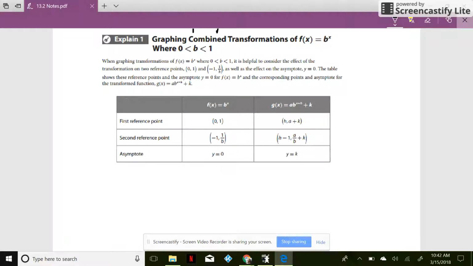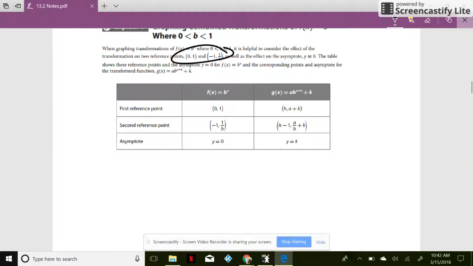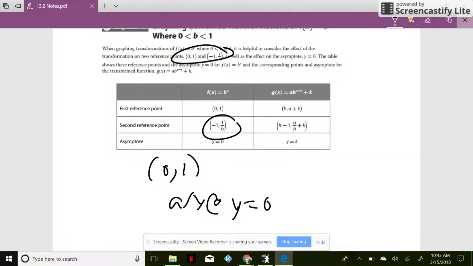So if we're applying these changes, combined transformations, we still have similar things happening as what we've seen before. The only main difference is the reference points. We still have the reference point 0, 1. That hasn't changed. We still have an asymptote that starts out at y equals 0. The second reference point is going to be a little different. Before it was 1, b. Now it's going to be negative 1, 1 over b. Or if you think about it, it's going to be negative 1, comma, whatever your denominator is.